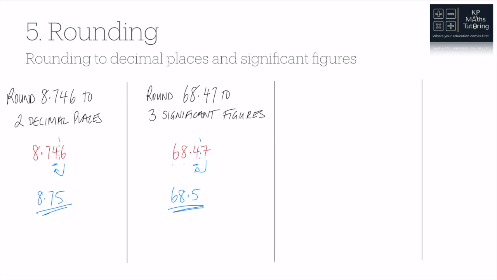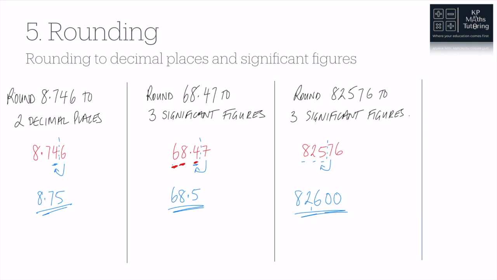Significant figures. So here, the first significant figure is actually the 6. So a significant figure is the first number that's not 0. So 1, 2, 3, and then the 7 pushes the 4 up to a 5. So make sure you know the difference between a decimal place and a significant figure. And in this case, when it's a whole number and not a decimal, we're still doing the same thing, whereas the 8, 2, and the 5 is the third significant figure, but because there's no decimals, this 7 pushes this 5 up to a 6, but these numbers have to turn now to 0, so that number becomes 82,600. Okay, so make sure you're happy with the difference between those.